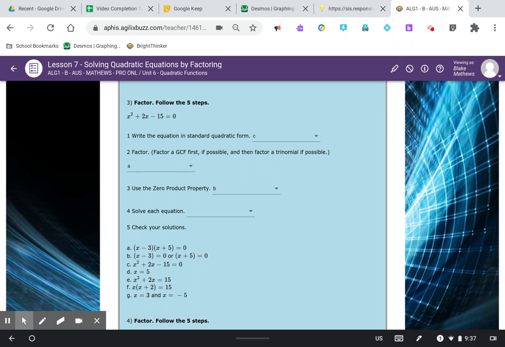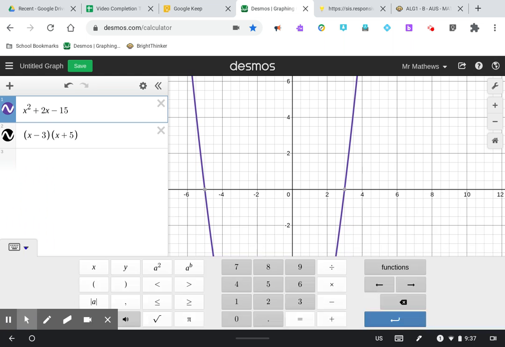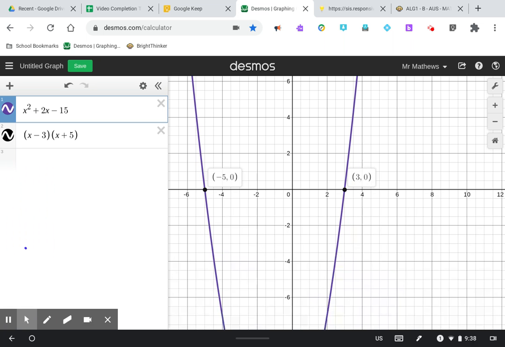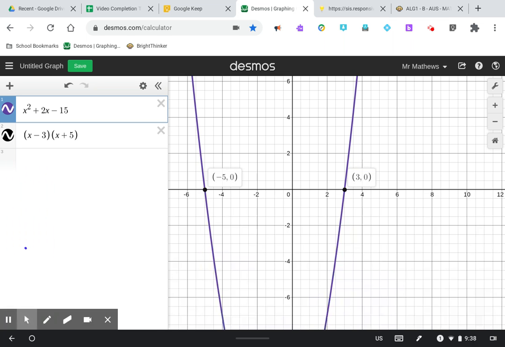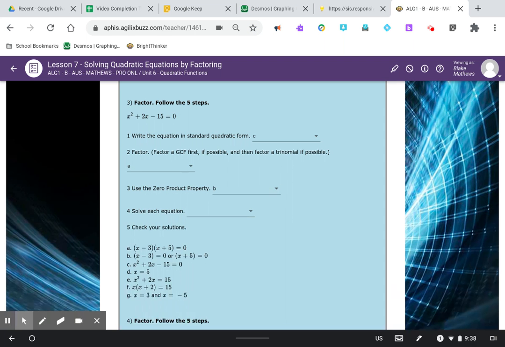And then solve each equation. We need to take those and we need to find the solutions. But again, if I hop on my graph over here, I see that I have solutions at -5 and 3. So we hop back over here, and we have negative 5 and 3. There we are right there. Answer choice G.